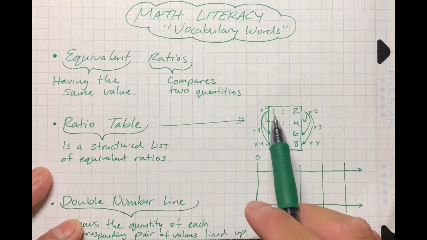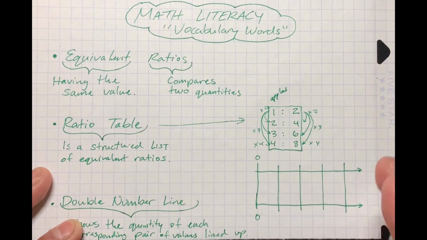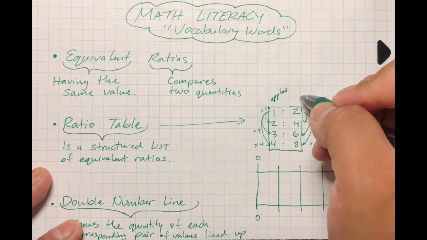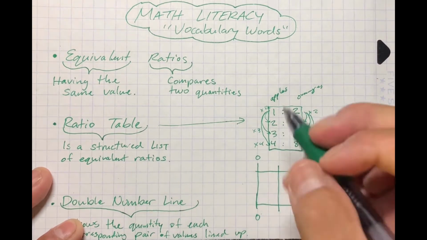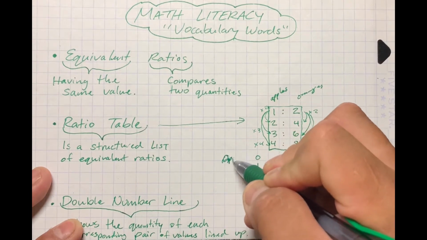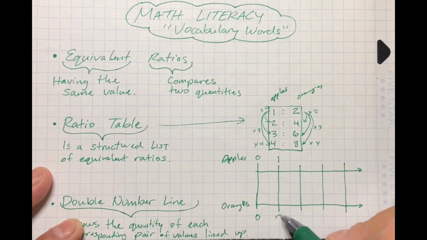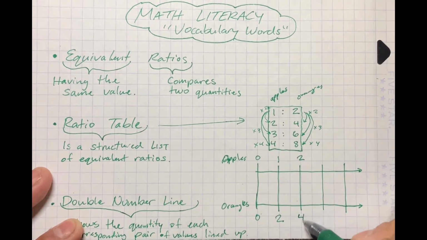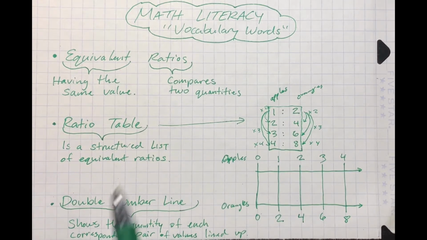Let's say that the first quantity in the ratio table is apples, and the quantity of this second ratio would be, let's say, maybe oranges. So our ratio is 1 apple to every 2 oranges. So if we title this apples and this one oranges, we have 1 apple for every 2 oranges, 2 apples for every 4 oranges, 3 apples for every 6 oranges, 4 apples for every 8 oranges. Okay, so it's the same thing. A double number line and a ratio table, we're basically showing equivalent ratios, comparing two quantities that are having the same value. All right, let's go ahead and move on.